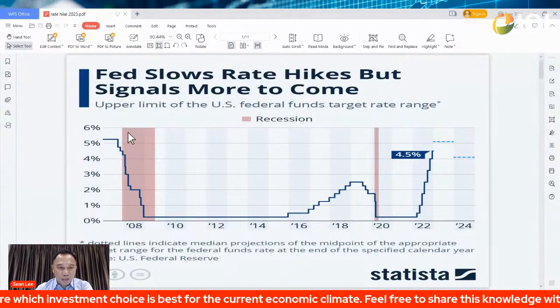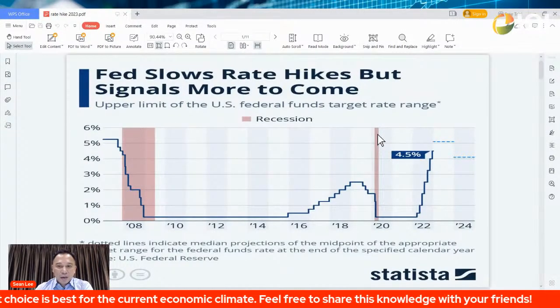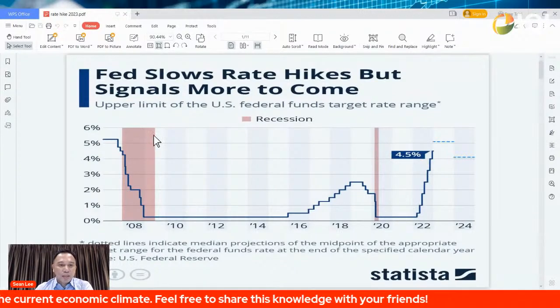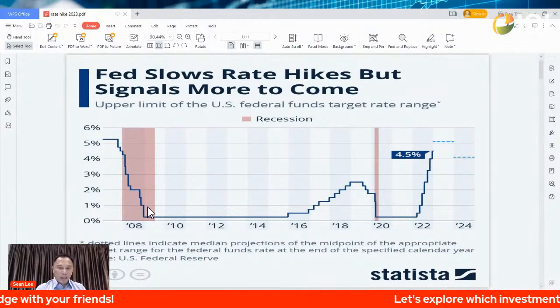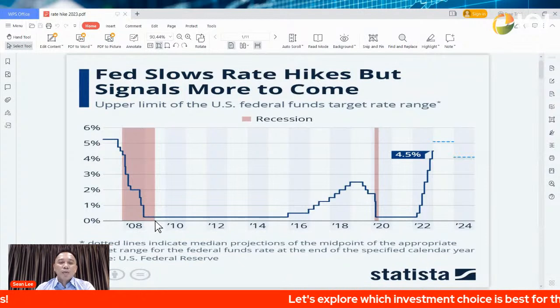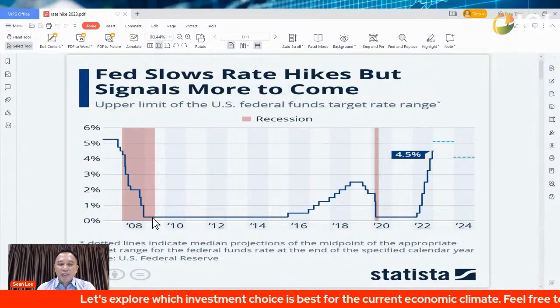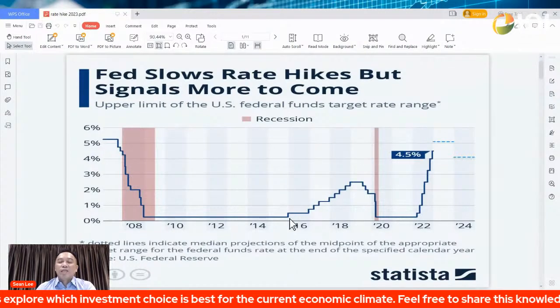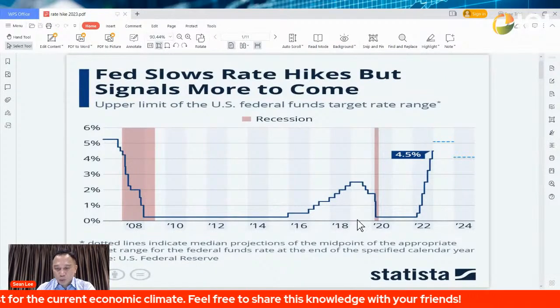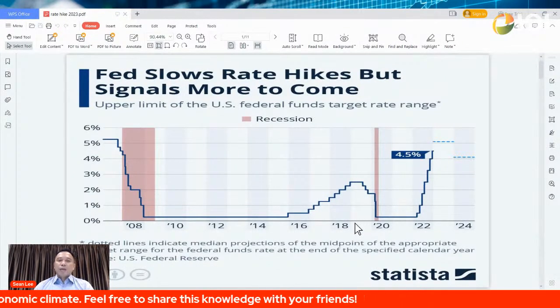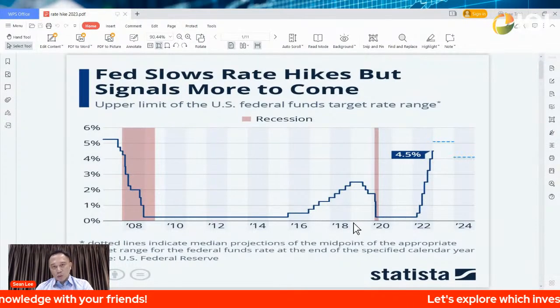What you can see in the light red color is marked by the recession area and also by the aggressive rate drop. That's a bit of what happened before. In other words, during 2009 all the way to 2019, we see a very stable interest rate and a very gradual interest rate hike from 2016 until 2019. Now, 2020, 2021 has passed.